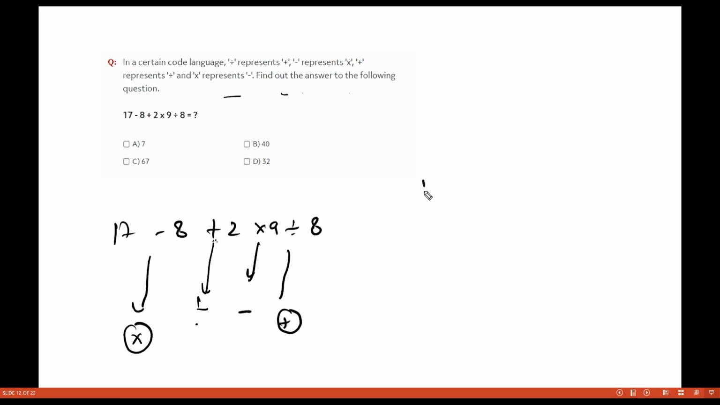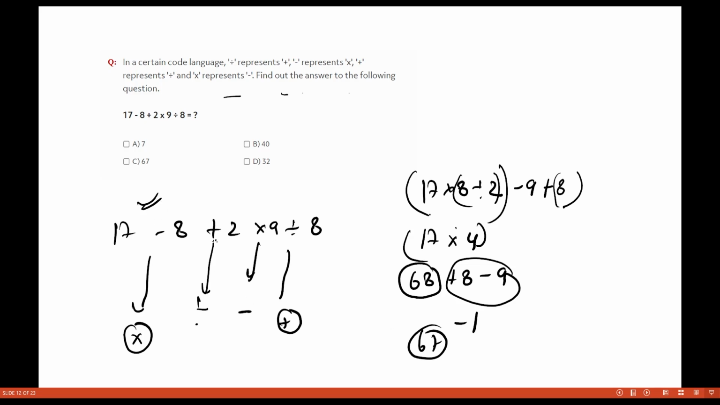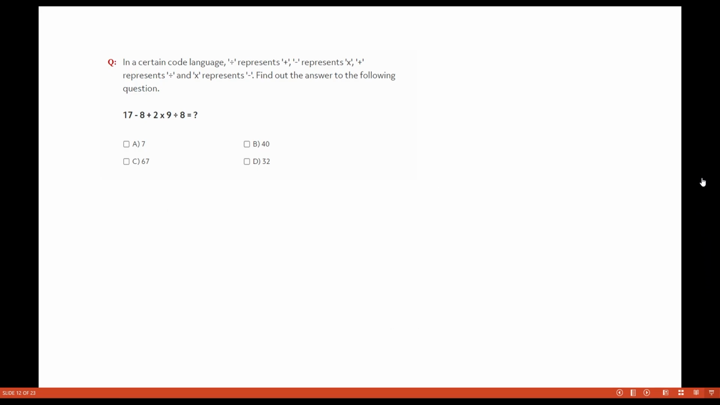So now we have 17 into 8 divided by 2 minus 9 plus 8. So basically first do this, then do this. Then add whatever is left and then subtract. So we have 17 into 4, which is 68. Then add and subtract from it. So now you know this is going to be minus 1, so you are going to have 67. So these are very simple questions.